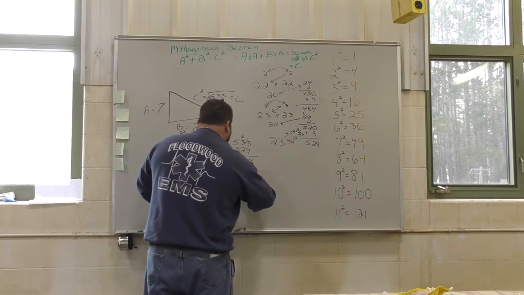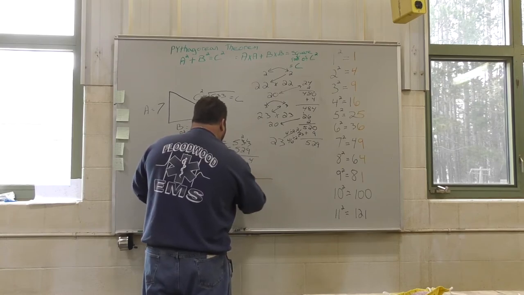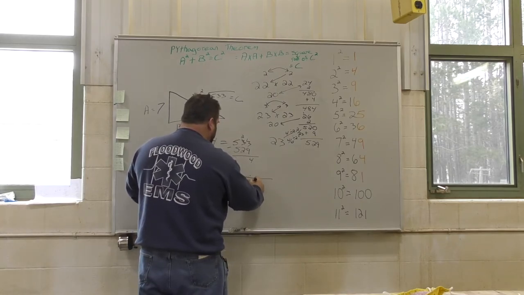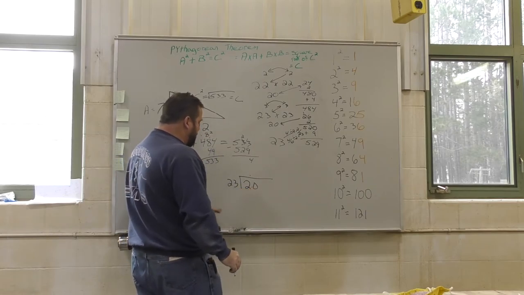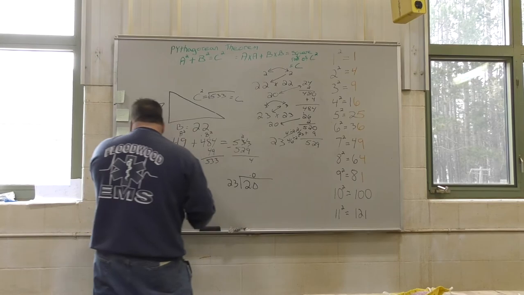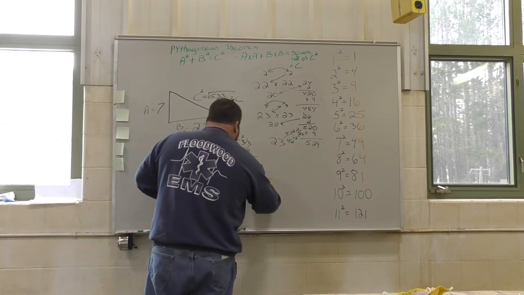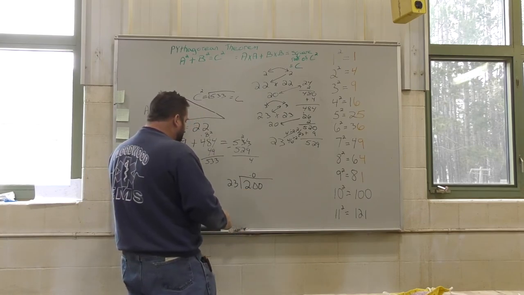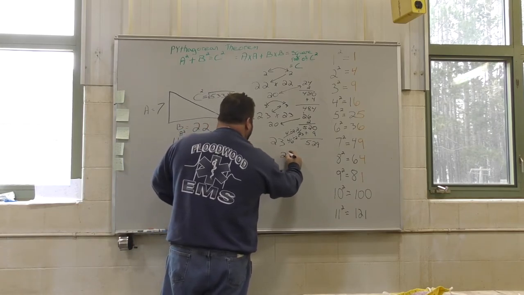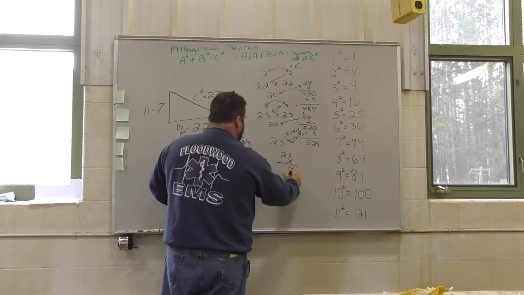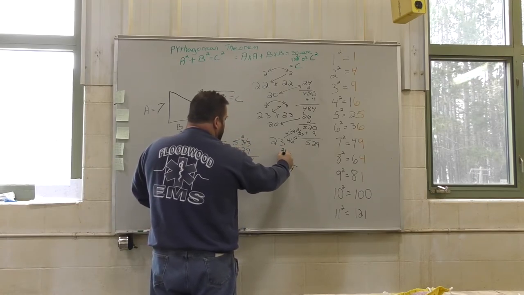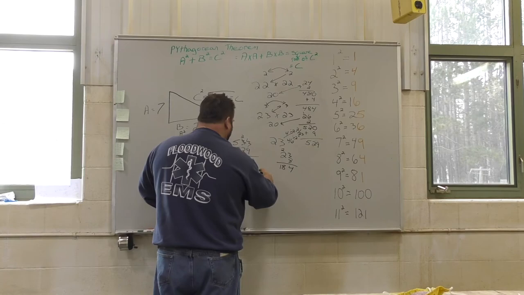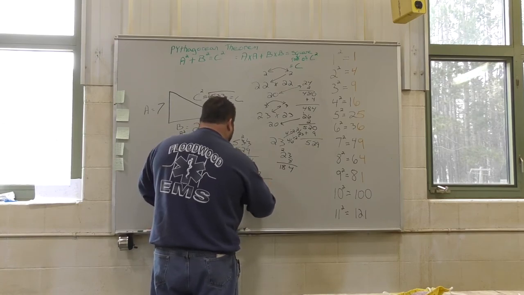Now we have to take that and make that into a decimal point. We divide our 2 by 23. 23 can't go into 2, put a decimal point, add a 0. 23 goes into 20 how many times? 0 times. 23 goes into 200. Let's try 8 times. 23 times 8. 8 times 3 is 24. 8 times 2 is 16 plus 2 is 18. 184.